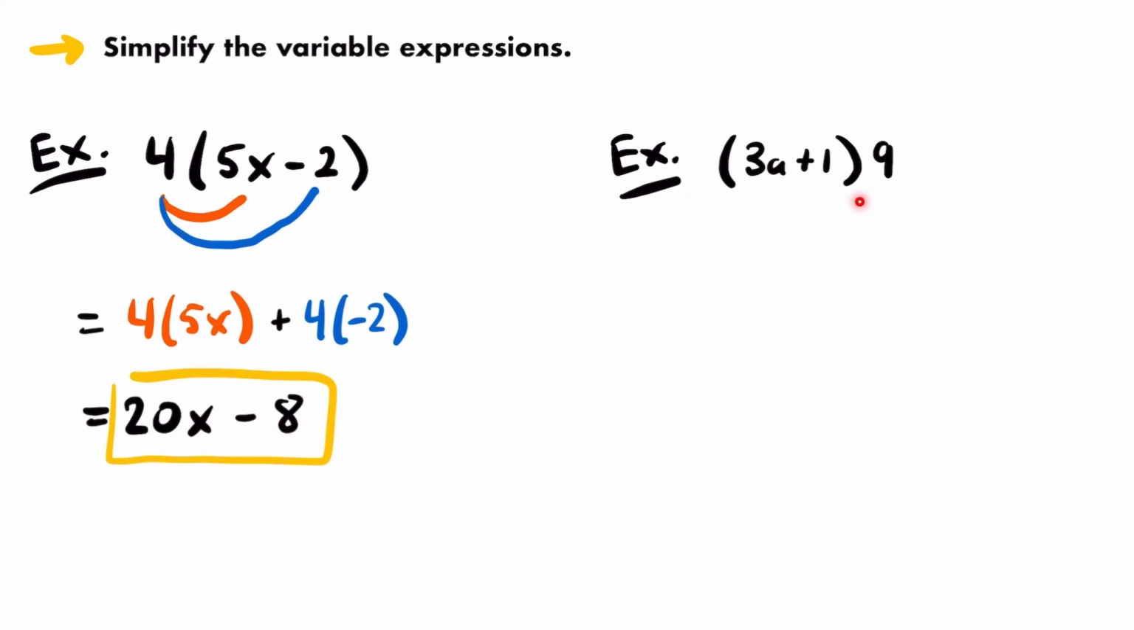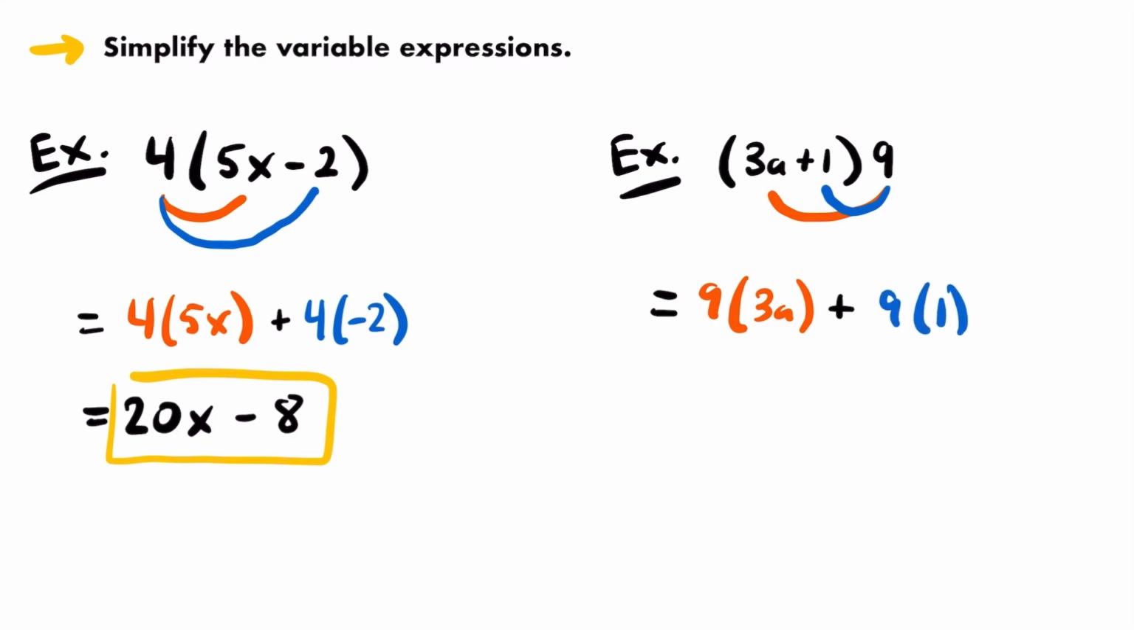Now let's move on to this example over here. It looks a little bit different, but we can still use a distributive property. You'll notice that we have the quantity of 3a plus 1 multiplied by 9. It doesn't matter that we have a term to the right of the parentheses as opposed to being on the left. The distributive property can still be used. We will multiply 9 by both of these terms inside the parentheses. We'll multiply 9 by 3a, and then we'll multiply 9 by 1. So that will look like this. We will have 9 times 3a, and we will add that to 9 times 1.